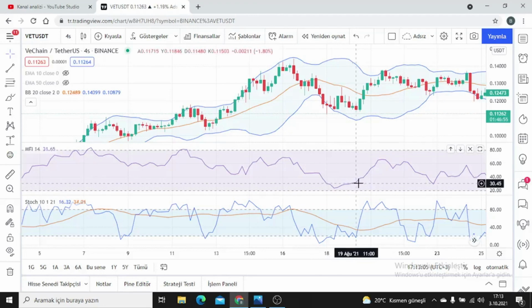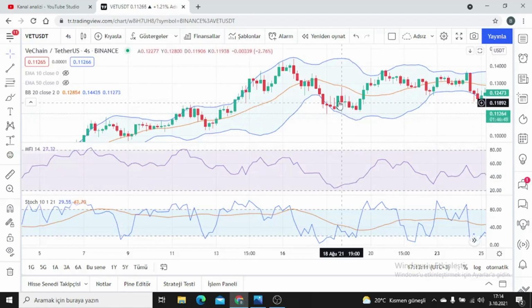The candle here also shows us that there is money flow in the MFI indicator, that it is now slowly rising and that it has started to give a buy signal. It shows that the buyers are multiplying. As you can see, there is still a collection here. The price fluctuates between the lower band and middle band of the Bollinger Band.